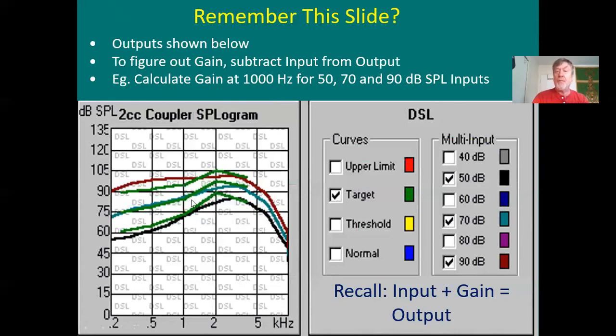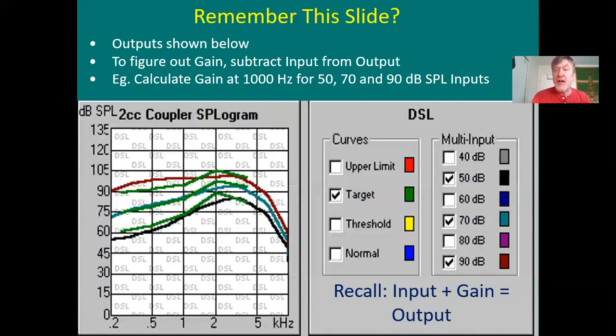Let's look at the middle one. My target output at 1,000 hertz was about 85, something like that. 85, where I'm circling. Well, what was my input? 70. 85 minus 70 is 15. And look at the bottom one. My target output is about 75. My input was 50. 75 minus 50 is 25 gain.